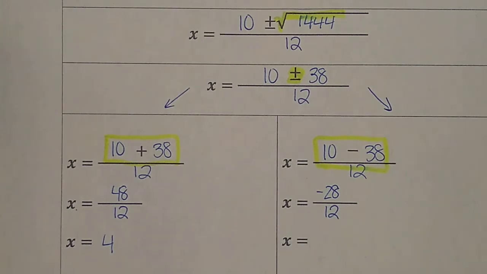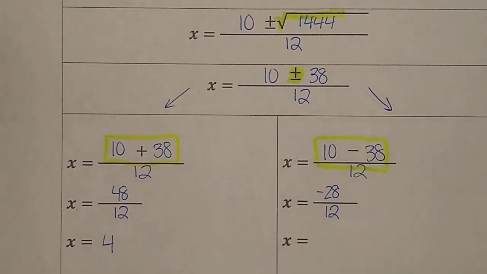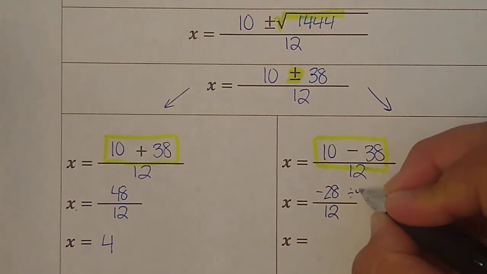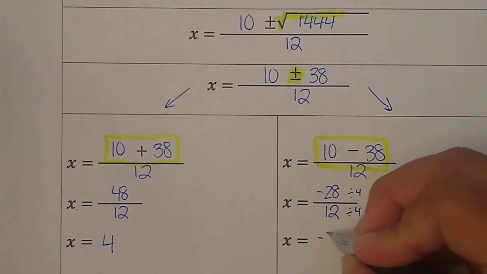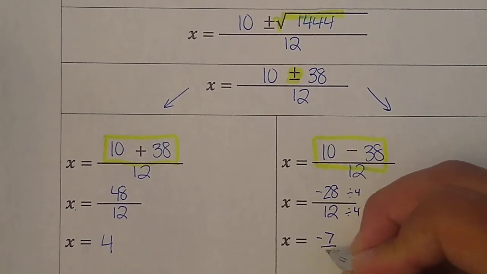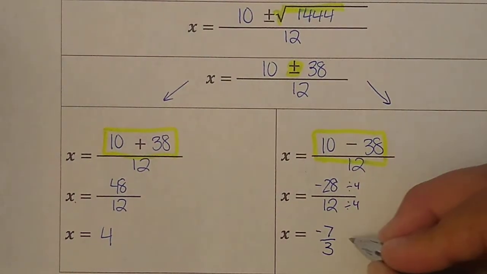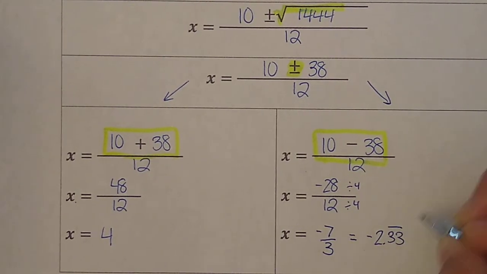Now that's not going to divide in equally, so that's not going to give me a whole number solution because I know 12 goes into 28 2 times with a remainder of 4. So I'm going to have to simplify my fraction here. I know both of these are divisible by 4. So when I divide negative 28 by 4, I get negative 7. 12 divided by 4 is 3. So my final fractional answer would be negative 7 over 3. I could also do this as a decimal and round it, which would give me negative 2.33 continuing.